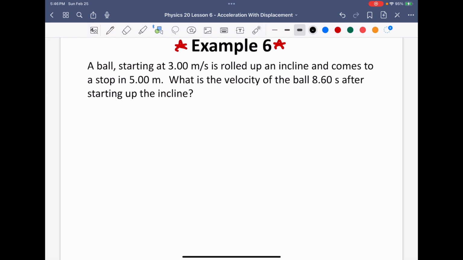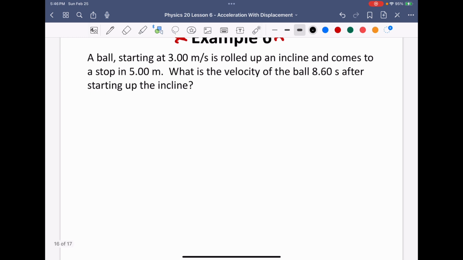Okay, a ball starting at 3 meters per second is rolled up the incline and comes to a stop in 5 meters. What is the velocity of the ball 8.6 seconds after starting up the incline? Now, what we're going to do is try and draw a detailed diagram off to the side that will help us gear how this problem should look. So I'm going to draw a right angle triangle representing an incline.